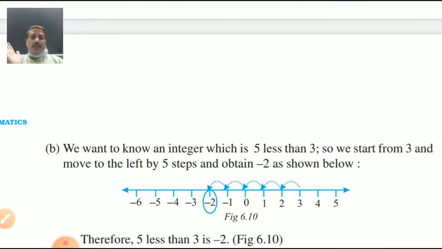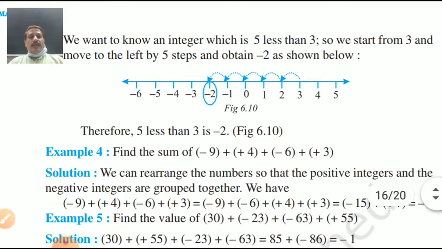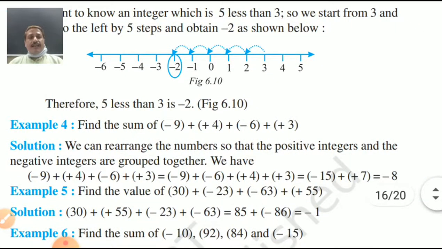Yes, one by one. Yes, you will reach on minus 2. Clear? Easy? Right. Example number 4. Very good question. Minus 9 plus 4 plus 4 plus minus 6 plus 3. So first of all, we have to remove the brackets and sign.